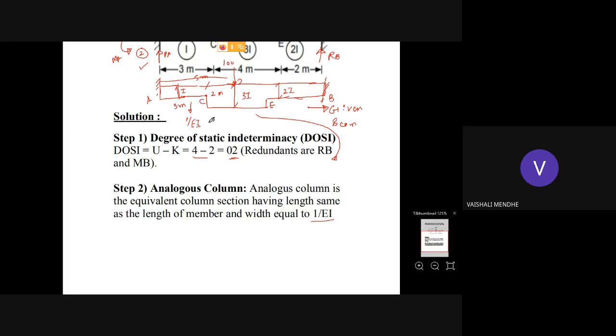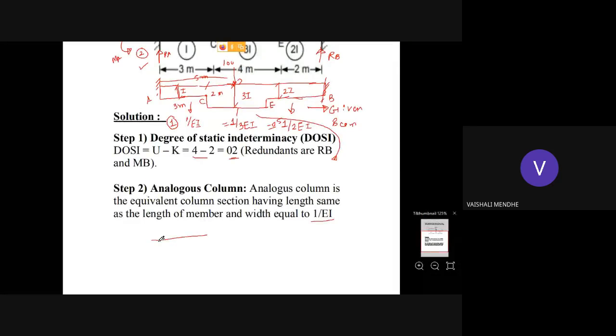The C to E width will be 1 by 3 EI, and the E to B width will be 1 by 2 EI. Now 1 by 1 has a ratio of 1, 1 by 3 has a ratio of something point something, and 1 by 2 has a ratio of 0.5. When you plot, you have to show the width according to the ratio. So 1 by EI will be larger, 1 by 3 EI will have much less width, and 1 by 2 EI will be less than 1. Accordingly you have to plot the analogous column section.